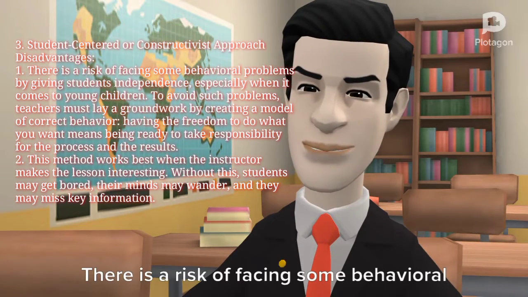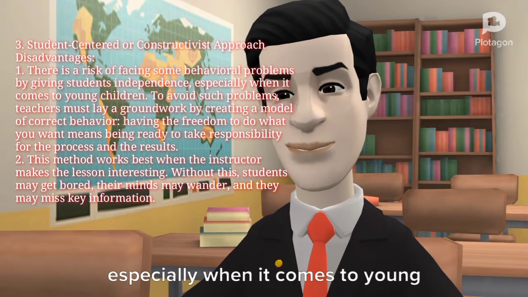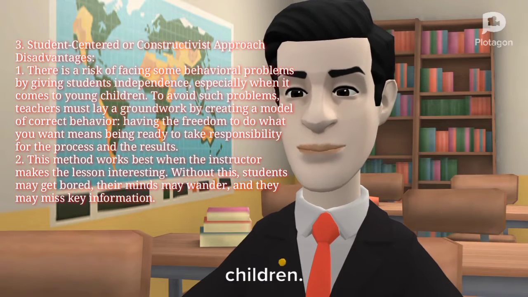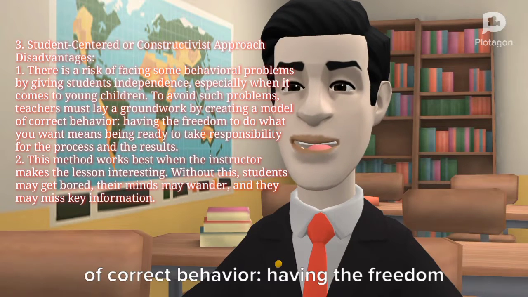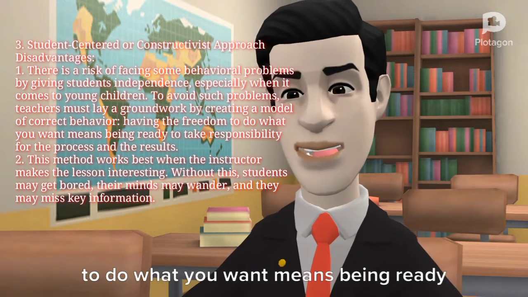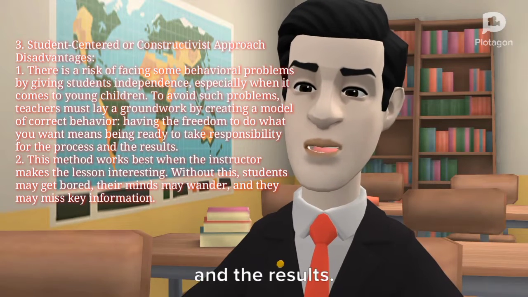Disadvantages. 1. There is a risk of facing some behavioral problems by giving students independence, especially when it comes to young children. To avoid such problems, teachers must lay a groundwork by creating a model of correct behavior. Having the freedom to do what you want means being ready to take responsibility for the process and the results.